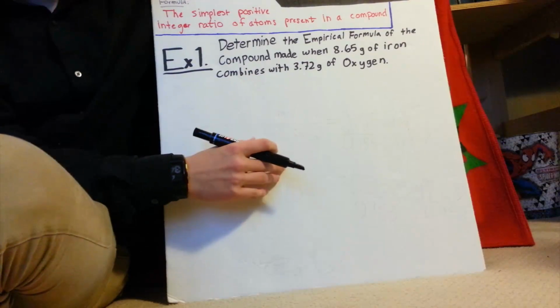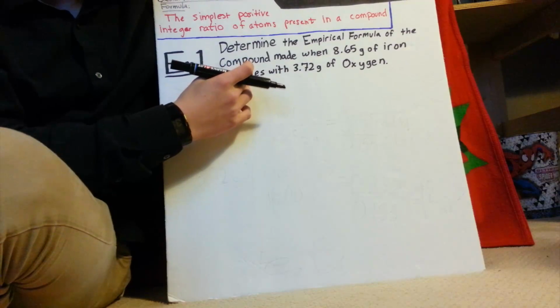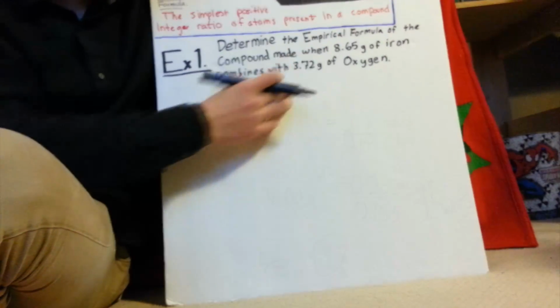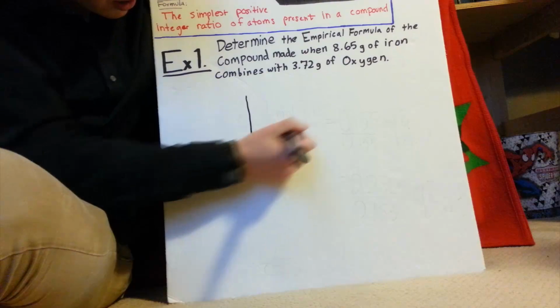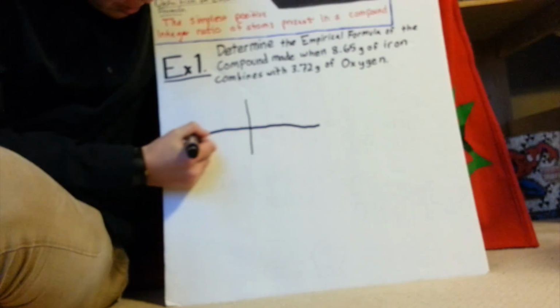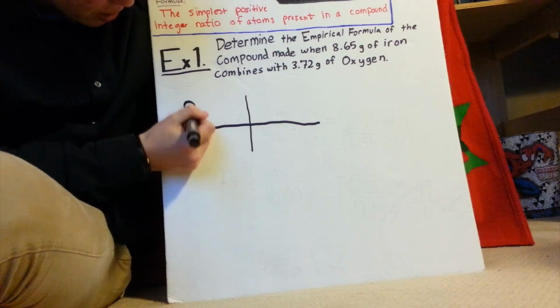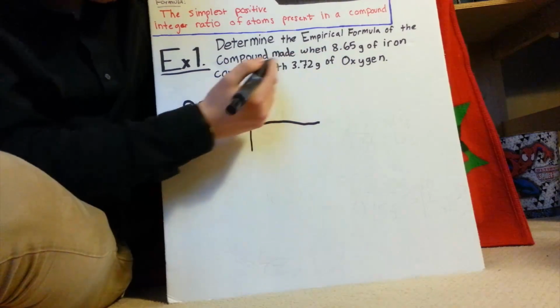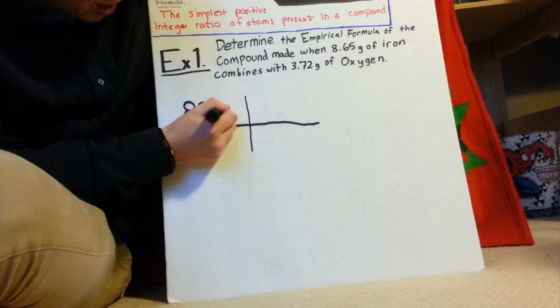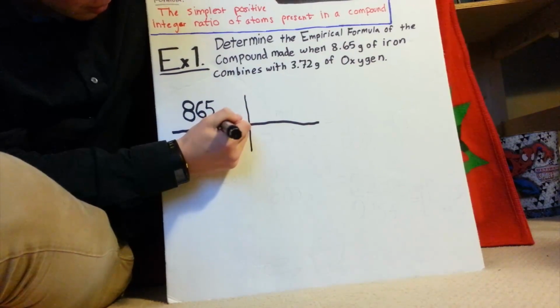Alright, for our first example for the empirical formula, the question is, determine the empirical formula of a compound made when 8.65 grams of iron combines with 3.72 grams of oxygen. So we're going to start this off with iron. Go ahead and draw a chart, like so, and you're going to be using this to convert from grams to moles. On the top left section of your chart, you're going to write in the quantity of grams, in this case iron first, of whatever element you're doing.